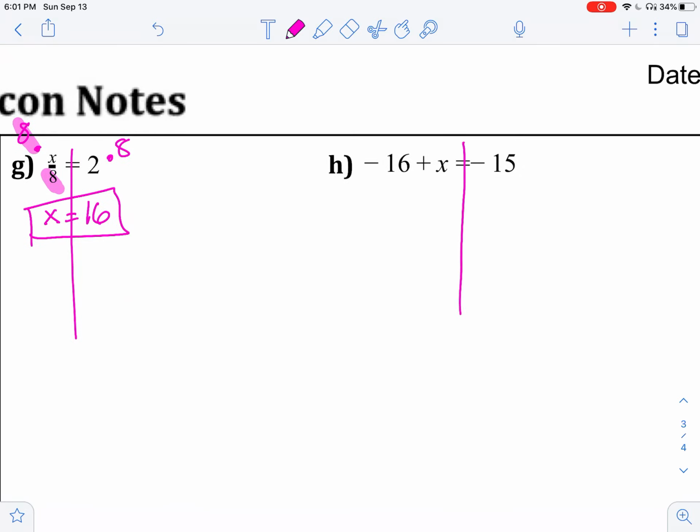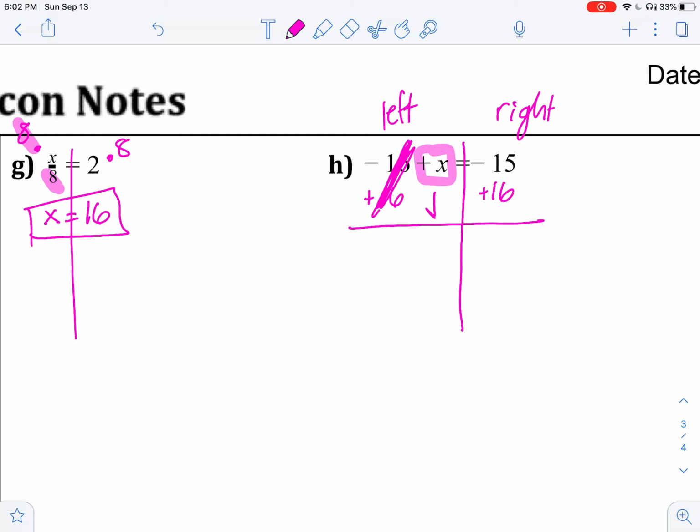Last example. I have negative 16 plus x equals negative 15. My goal is to get this plus x by itself. I have a negative 16 here that I need to get rid of. The opposite of negative is positive. I'm going to add 16 on both sides. My negative 16 and my positive 16 cancel each other out. I haven't touched my plus x, so that just gets dropped down.